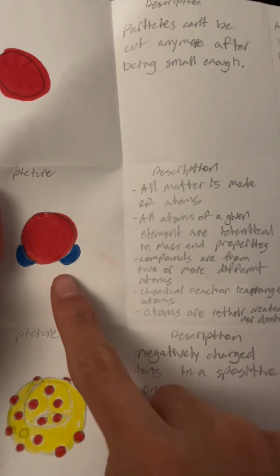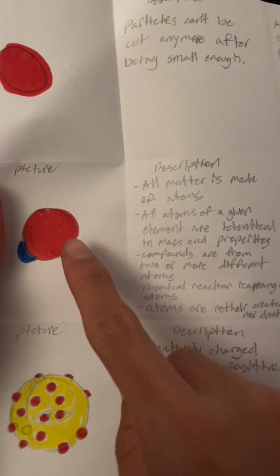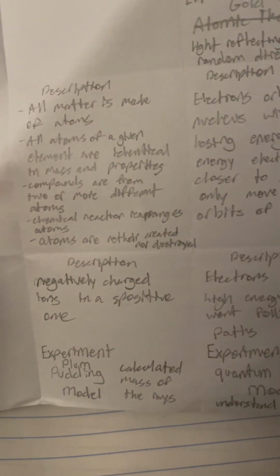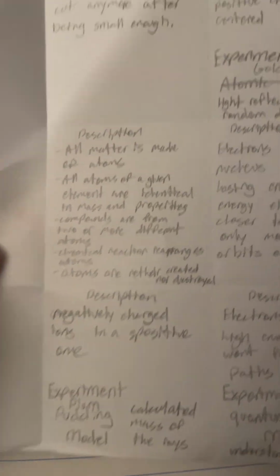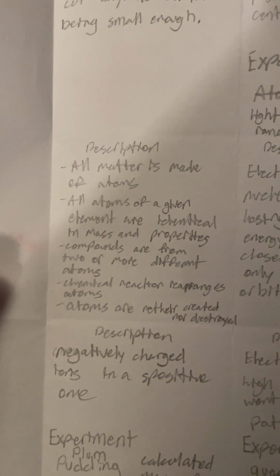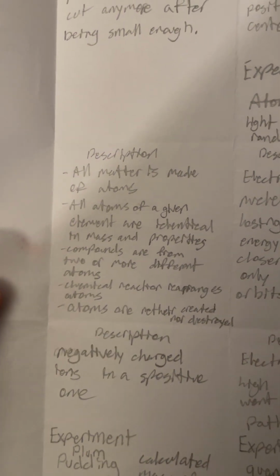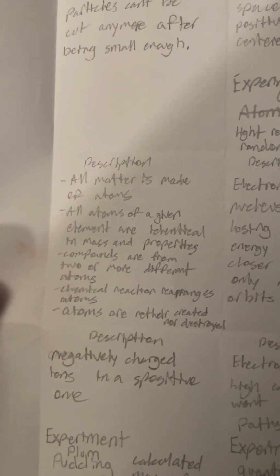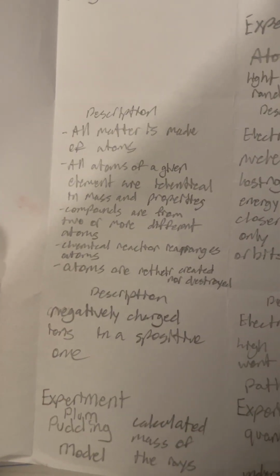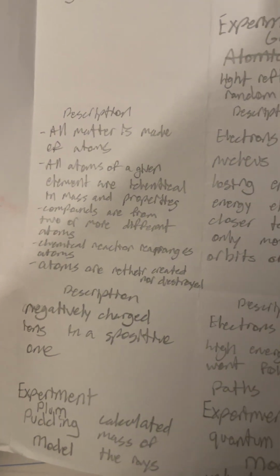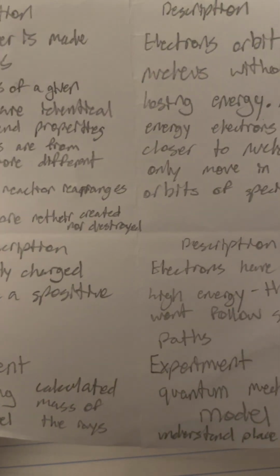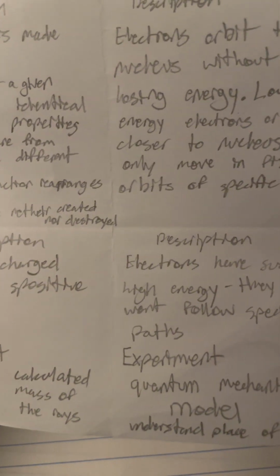This is discovered by Dalton, saying that all matter is made of atoms. All atoms of a given element are identical in mass and properties. Compounds are from two or more different atoms. A chemical reaction rearranges atoms, and atoms are neither created nor destroyed.